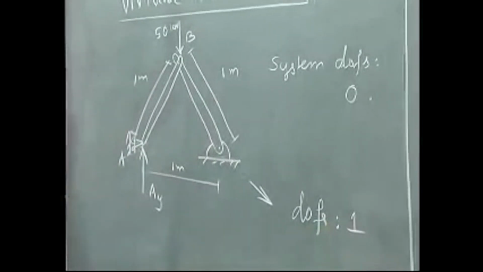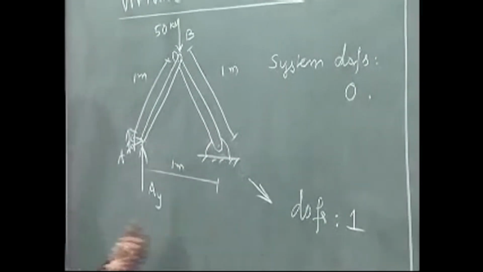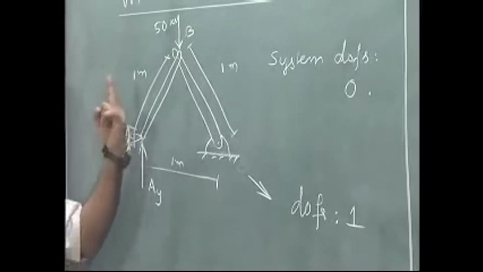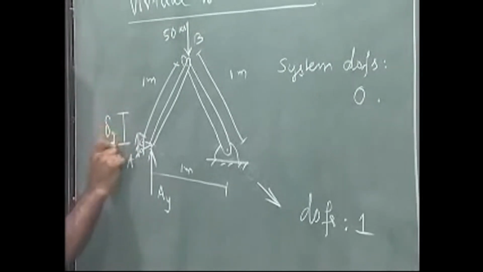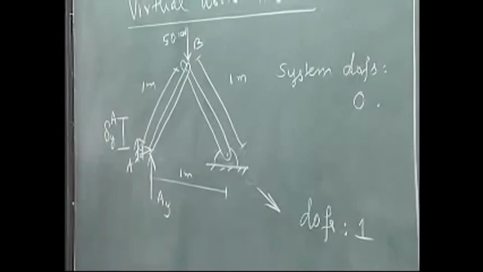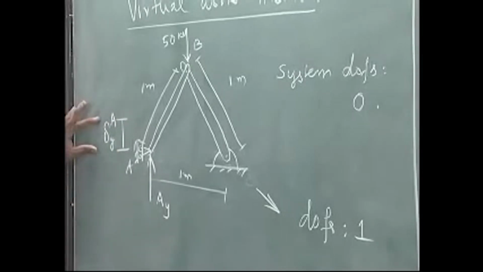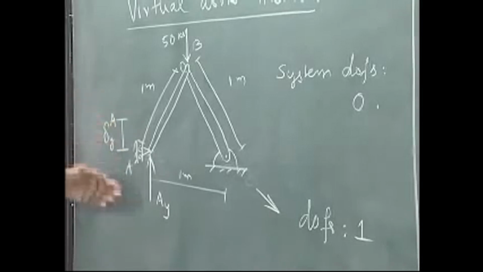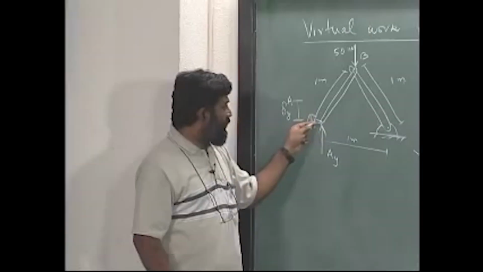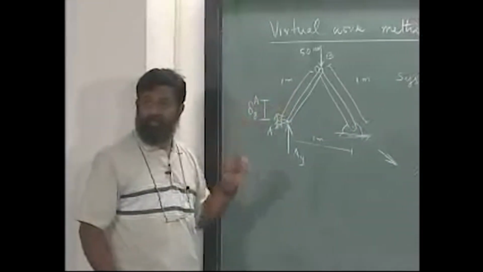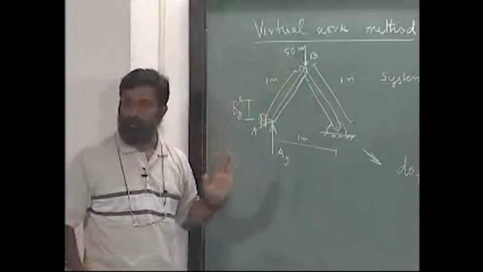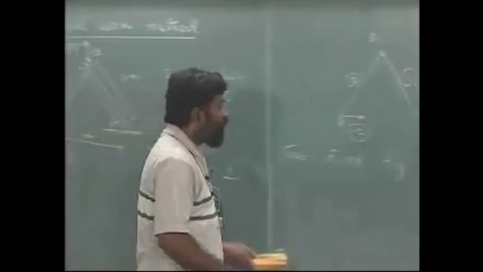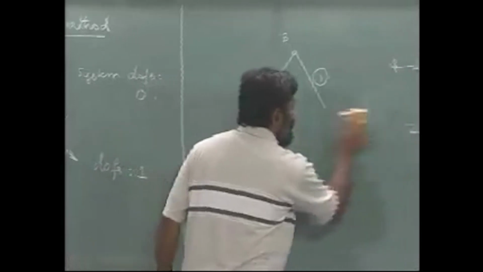1. What is this degree of freedom? Vertical movement. So, let us say the vertical movement I am going to call as delta y at A. This vertical movement is such that the body is in equilibrium. Slight virtual displacement of this will give us an idea of the equilibrium of this body. That is the idea of virtual work principle. So, let us move on and find out what we should do next.